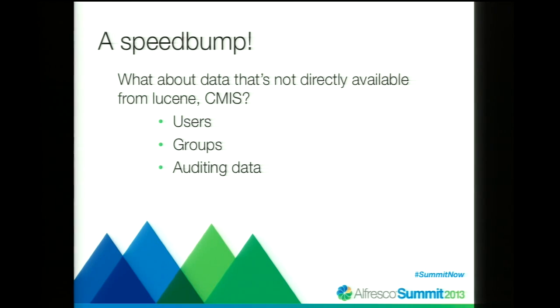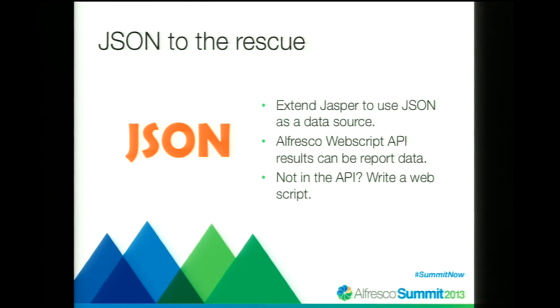It turns out that, of course, not everything is available directly from Lucene or CMIS. Stuff like groups, users, auditing data, some of this stuff is a little hard to get to from the query languages. But then we had another big realization that we could actually extend Jasper to use JSON as a data source. Alfresco recommends that if you want to get to user data, use the WebScripts API. So we could use the WebScripts API as the data source for our reports. And what's great about this is, if you can't get to it with the WebScript API, you can just write your own web script and open up the repository to anything that you need to get to.